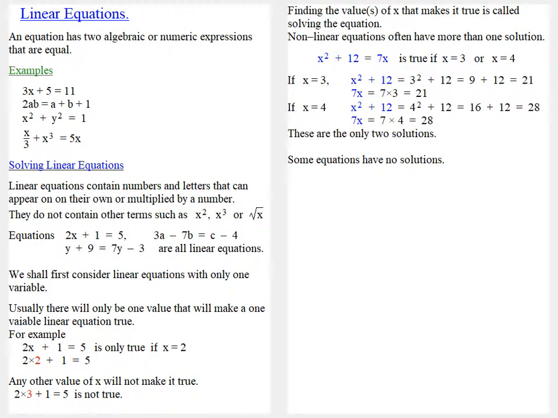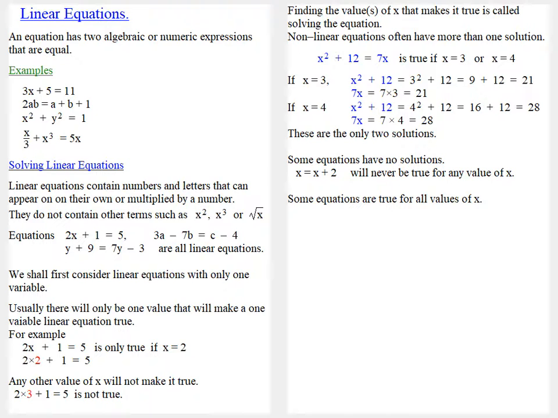Some equations have no solutions. If you take the equation x equals x plus 2, this will never be true no matter what value you put in for x. For example, if you put x as 100, you'd have 100 equals 102, which is obviously false. On the other hand, some equations are true for all values of x.